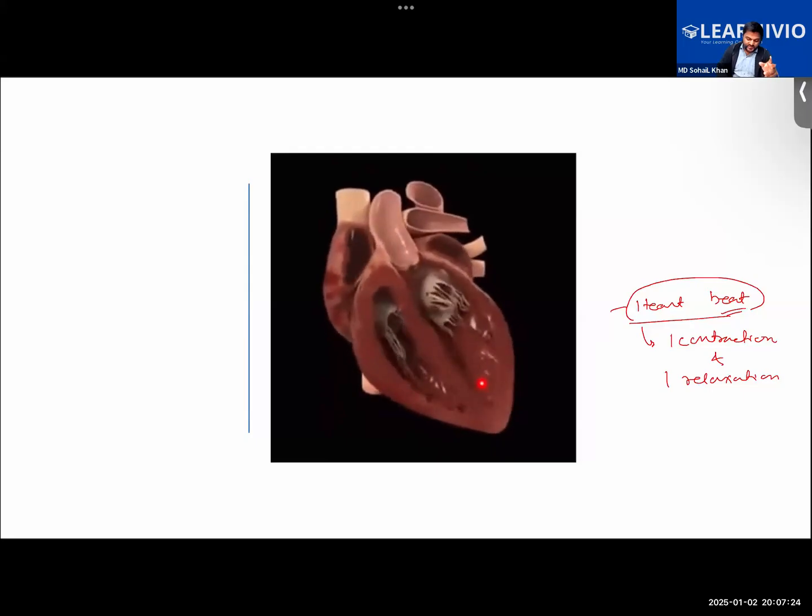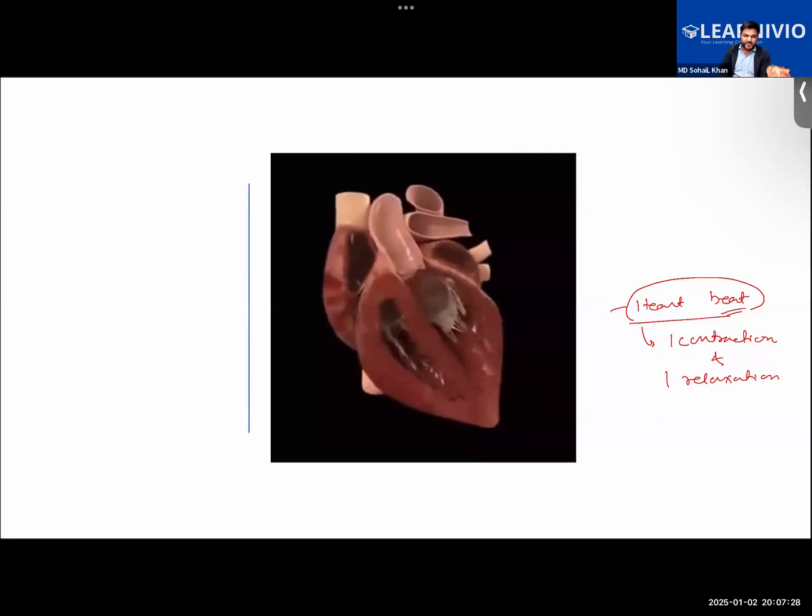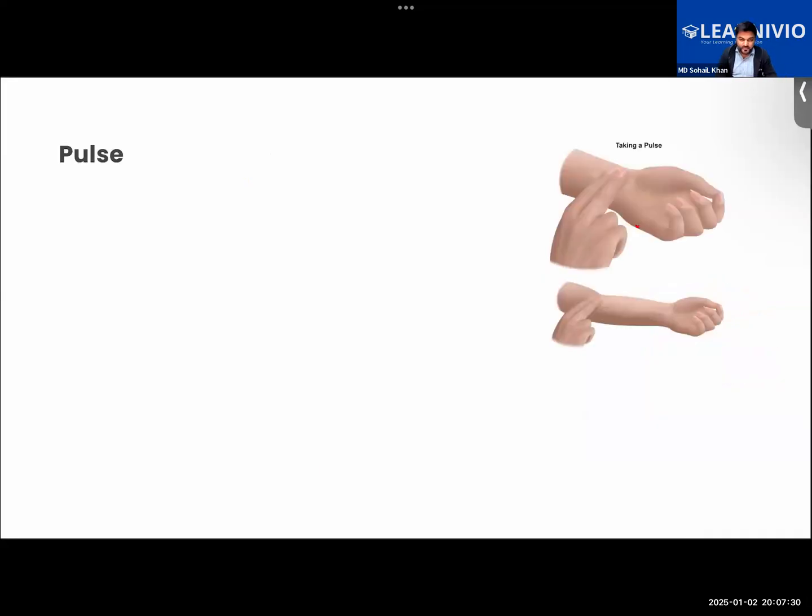So as you can see here, due to the pumping of the heart, the blood is continuously going into the artery, and hence we feel a throbbing over here. So that is called pulse basically, right? We can define this as the continuous pumping of the blood in the arteries resulting in the rhythmic throbbing, which is called pulse.